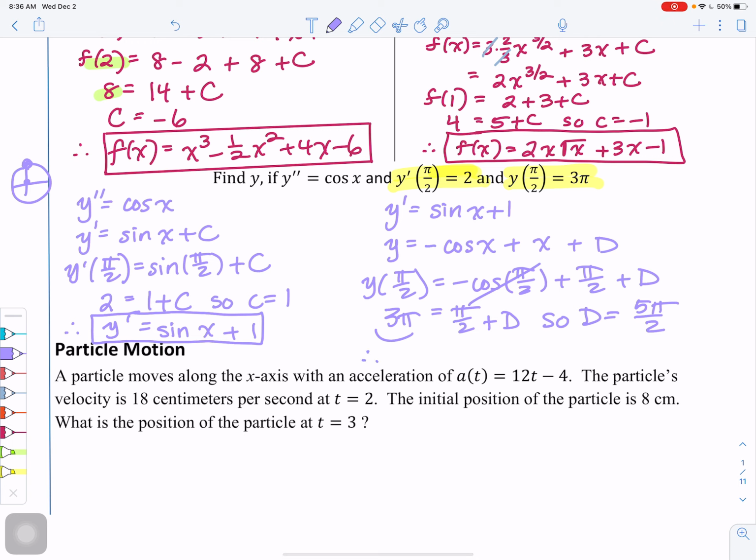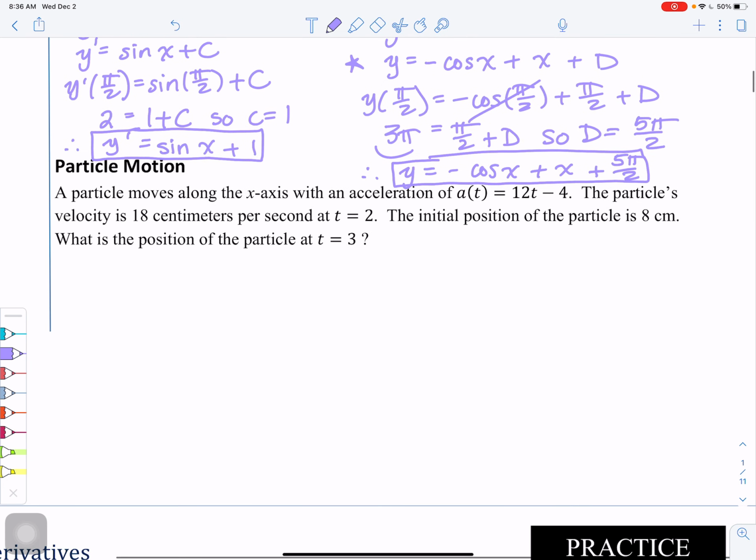And therefore, y is equal to, so we're going to go back up here to this y, the opposite of the cosine of x plus 5 pi over 2. Kind of a cool problem. Okay, let's keep going. I think you'll like this next problem.